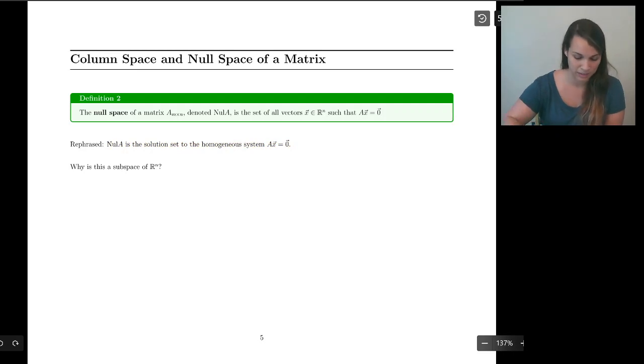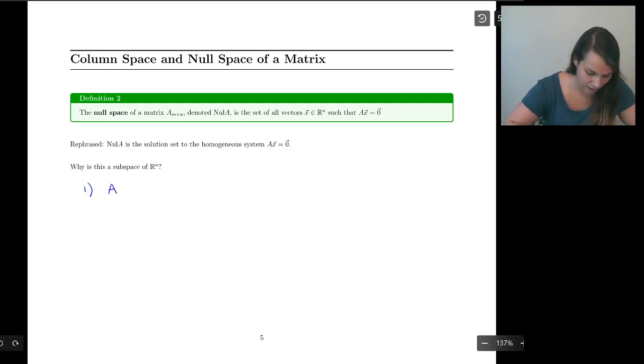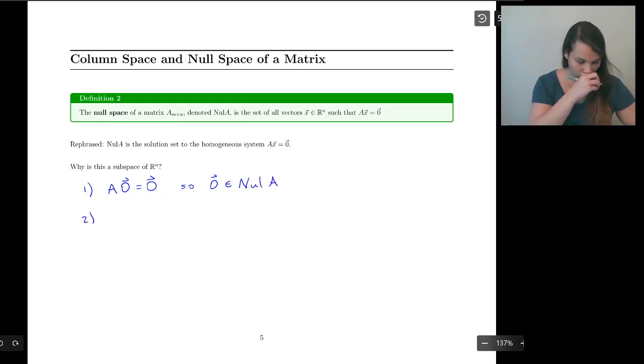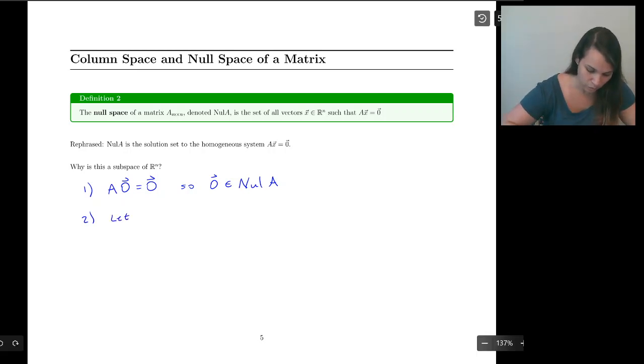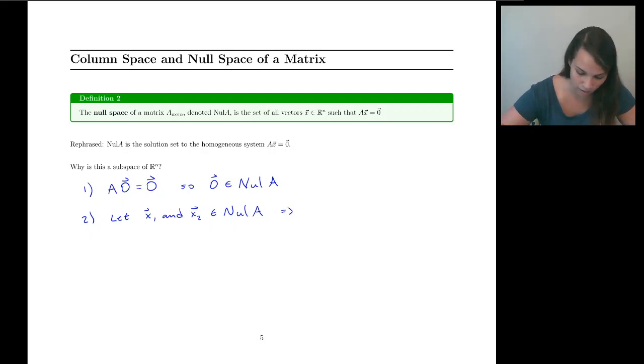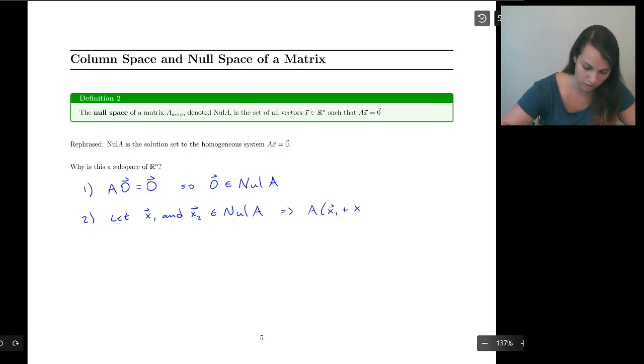Let's check. Is this a subspace of Rn? Okay, so 1, we have A times the 0 vector equals 0. So the 0 vector is indeed in null A. Number 2, we've got two vectors x1 and x2 that are in null A. So we want to know if the result will be in null A if we add them. So we're going to multiply the sum of those two by A.